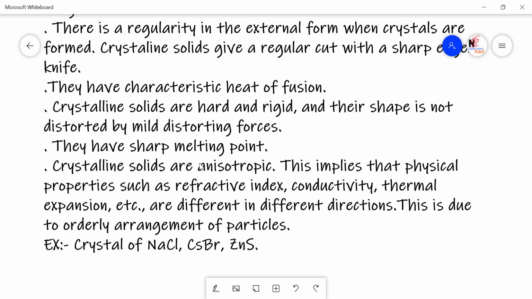Crystalline solids have a sharp melting point, which we have discussed, due to the regular arrangement of the particles. Crystalline solids are anisotropic. Just now we have discussed that particular point also.